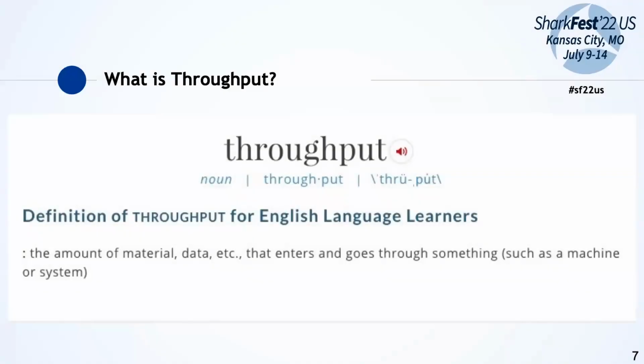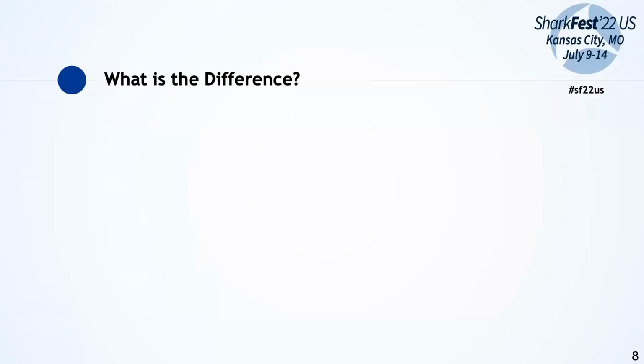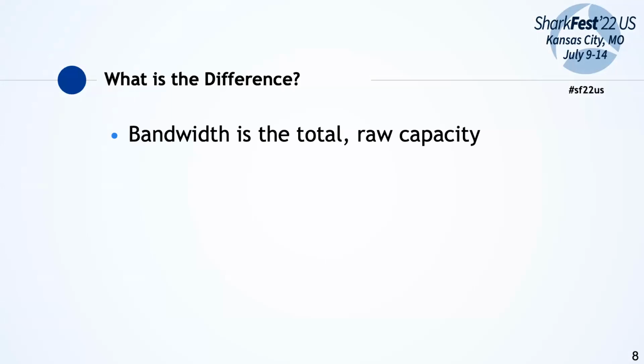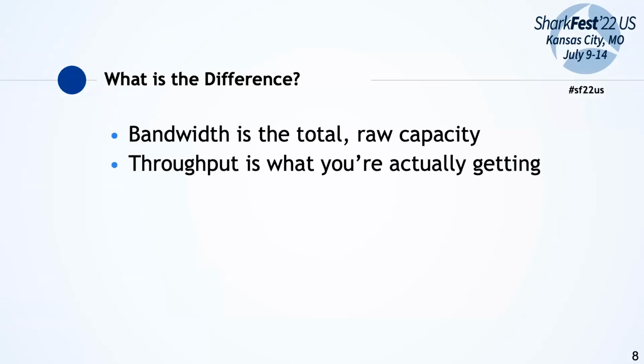What about throughput? This is the actual amount that goes through the system that you're talking about. So you pay for a gig, maybe you only get 800. Your throughput maybe is only 800 or whatever it may be, but that's what you're actually getting. So the difference: the total amount that you should get, the capacity that, quote, you're supposed to get, is bandwidth, but what you're actually getting, what we're really going to talk about today, is the throughput.